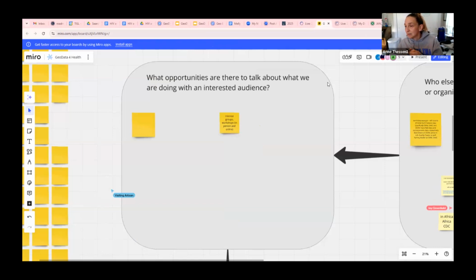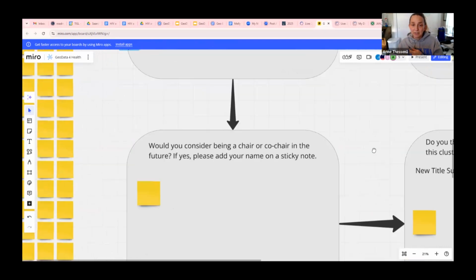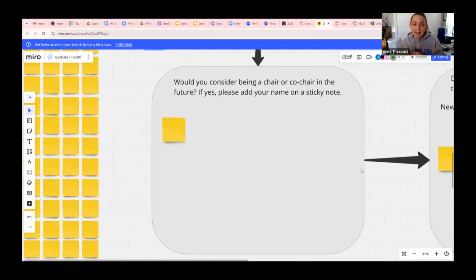Very good ideas. Okay, let's go down to the next bubble. Would you consider being a chair or co-chair in the future? If yes, please add your name to a sticky note.